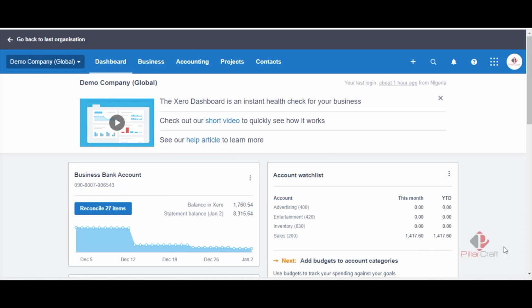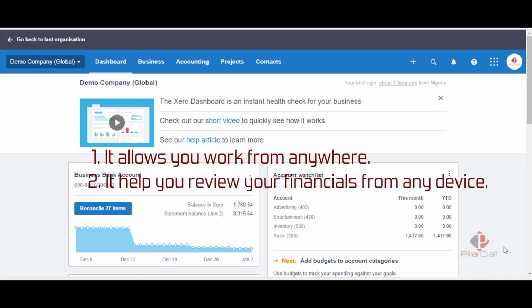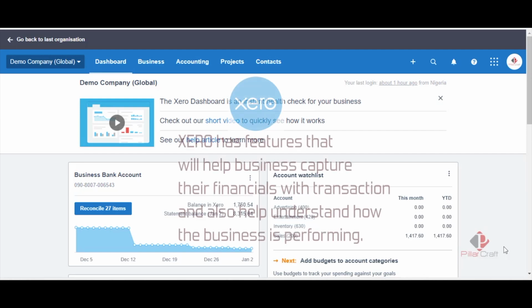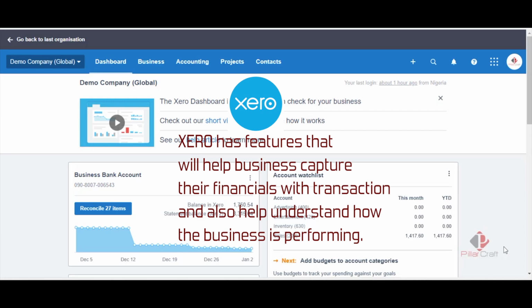At Pillarcraft, we prefer cloud software because it gives a lot of advantages. One is that it allows you to work from anywhere and review your financials from any device. The usual excuse we get is that they are usually subscription based. Note there are some free ones, but they may not be that robust, and the robust ones come at a subscription. Most businesses say they can't pay for subscription-based software. I usually tell them the benefit outweighs the cost 1,000 to 1. Now, at Pillarcraft, we prefer Xero. Xero has tons of features that help businesses not just capture their financial transactions, but also understand how the business is performing.